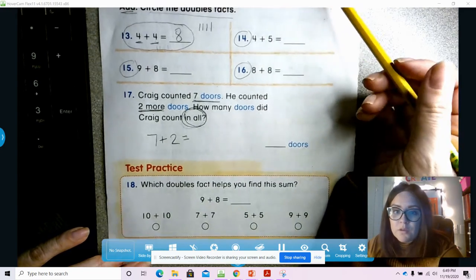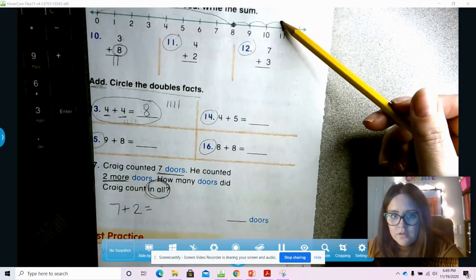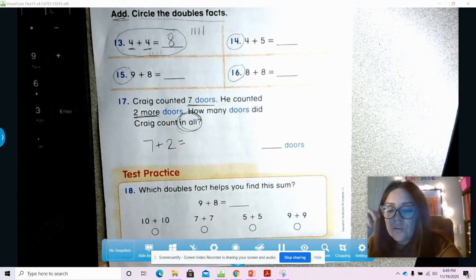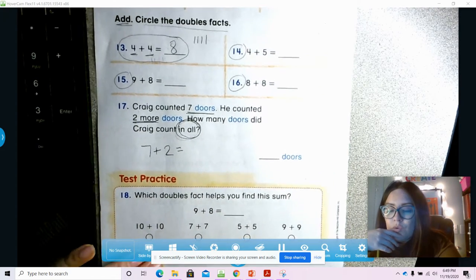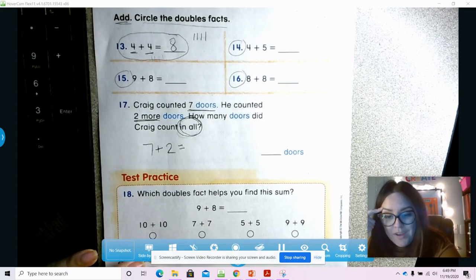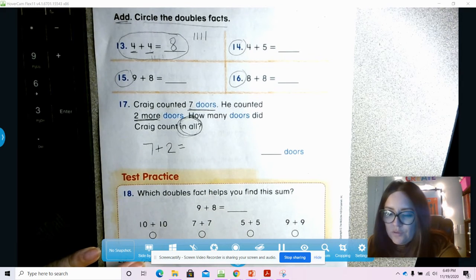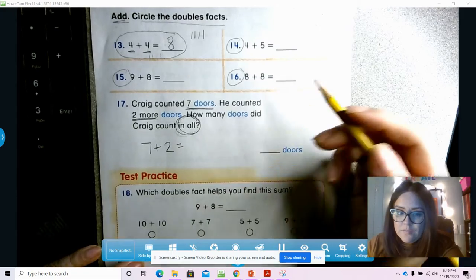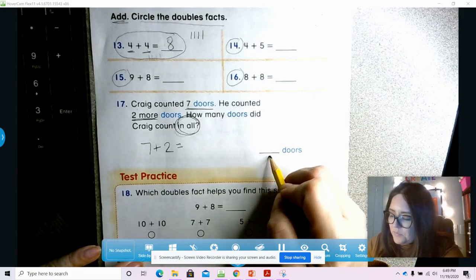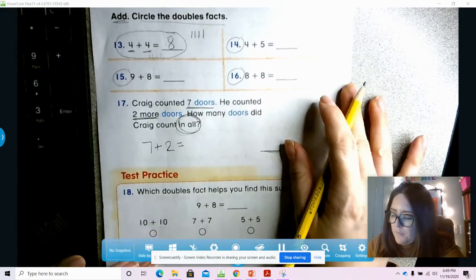You can use a number line. You can use your fingers. You can use your brain. Just maybe you already know this in your mind. You can use pictures. Figure out what that answer is and put it right here.